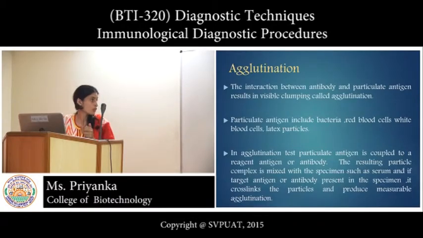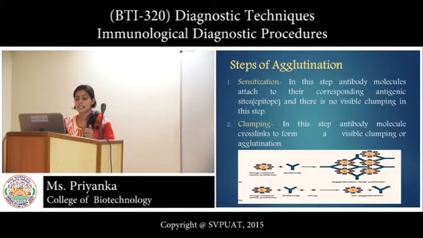In agglutination, two steps are mainly involved. First is sensitization, in which antigens and antibodies interact with each other. Second is cross-linking, in which various antibodies cross-link with each other and form a clumping, known as agglutination. Agglutination can be used for diagnosis of different diseases. In blood typing, we also use agglutination, known as hemagglutination, by which we identify the blood group of a person.